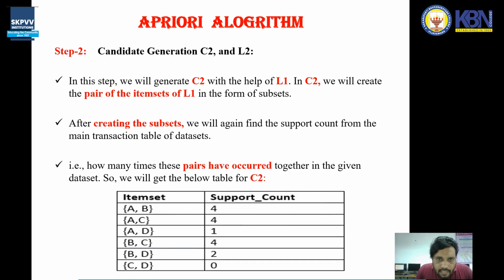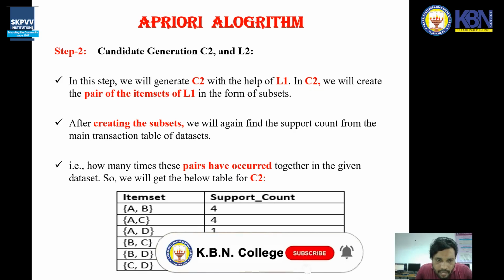The candidate generation: the item sets are calculated in twos. Each and every calculation of the two-pair item sets is considered from the given transactional database, like A comma B, AC, AD, BC, BD and CD.